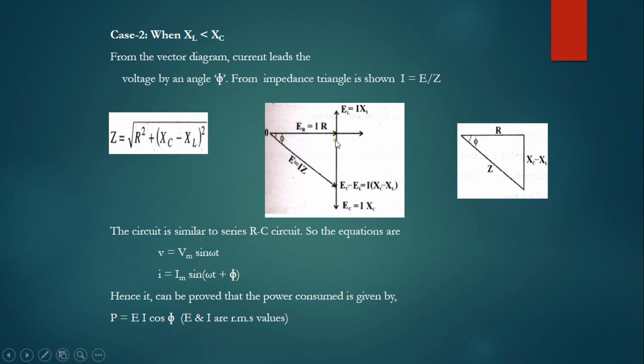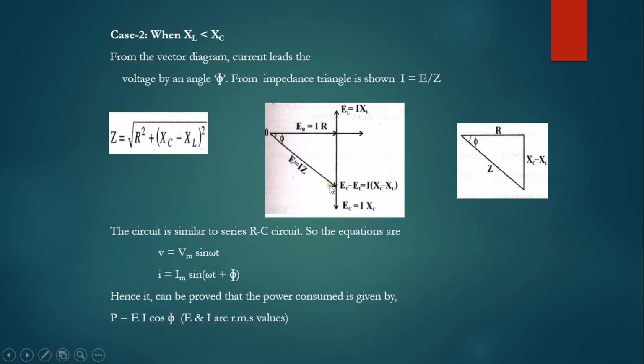EL is less, EC is more, and the triangle is pulling downwards, that is EC, and this is the current and this is the voltage. Current leads the voltage, the resultant voltage. We are concentrating on the resultant voltage. We are not concentrating on only EL or IL, or only EC. We are concentrating on E is equal to IZ.